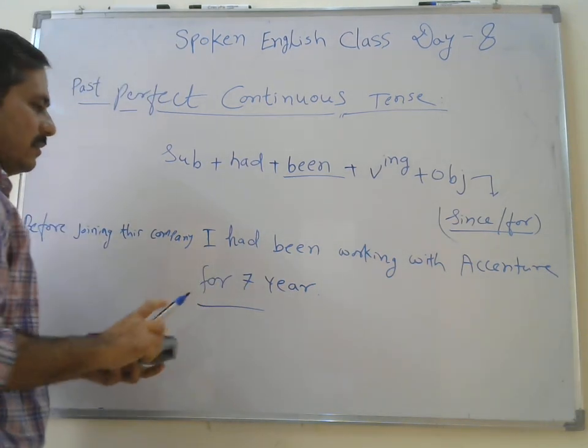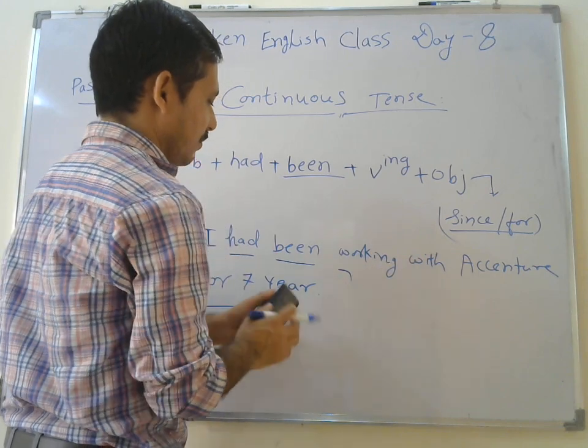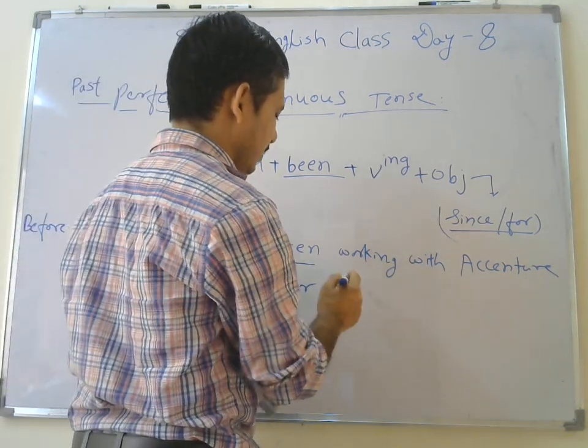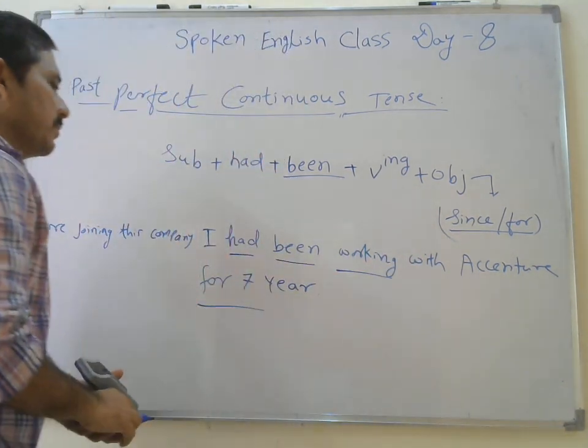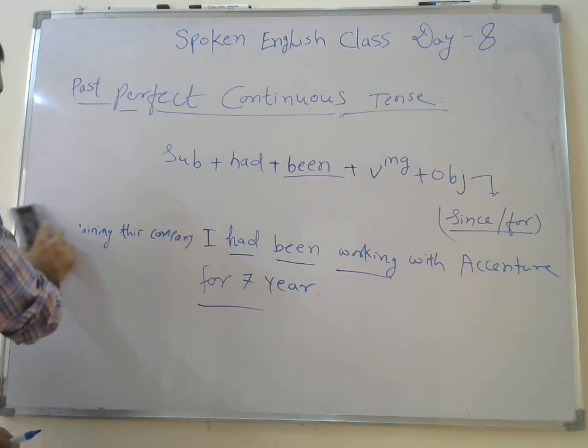So this is the structure. Had been will be used extra here, and the verb will be your continuous verb, that is the ing form. So is it clear, friends? I hope this is clear. Let me erase this and write another example.